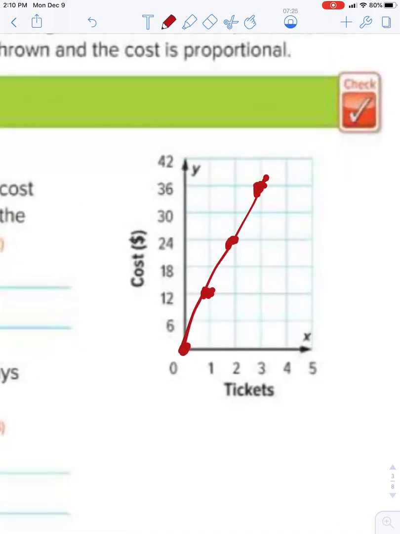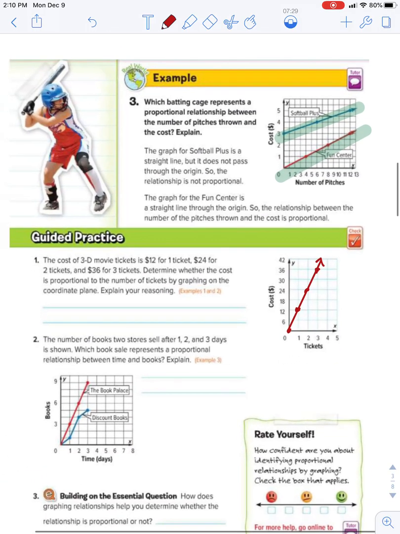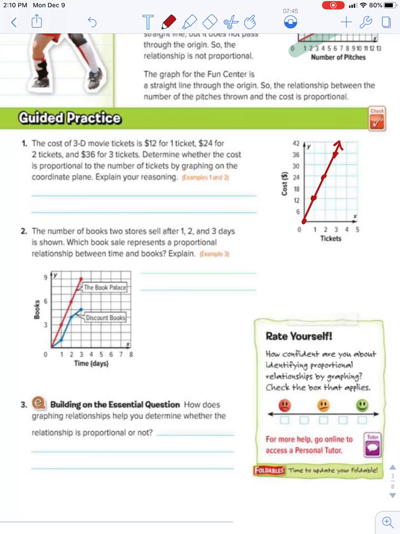So when we connect these points, they are linear. They are going through the origin. So your answer on the blank space should have been, these points are proportional cost to the amount of tickets because we have a linear line and we go through the point 0, 0.